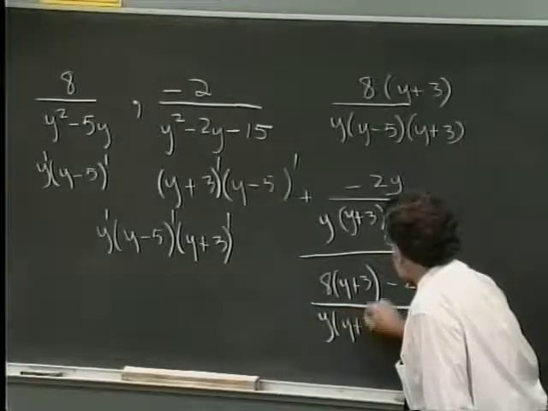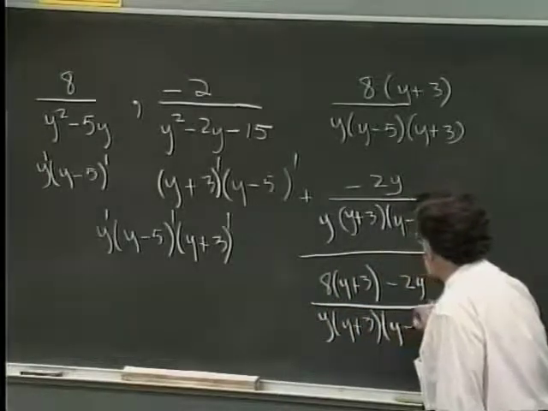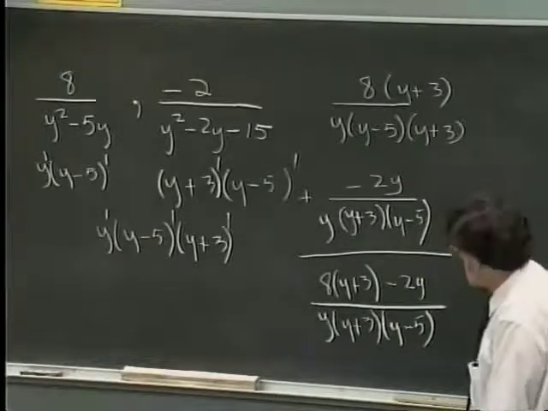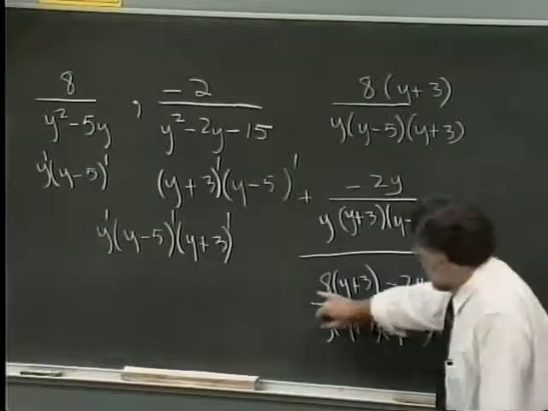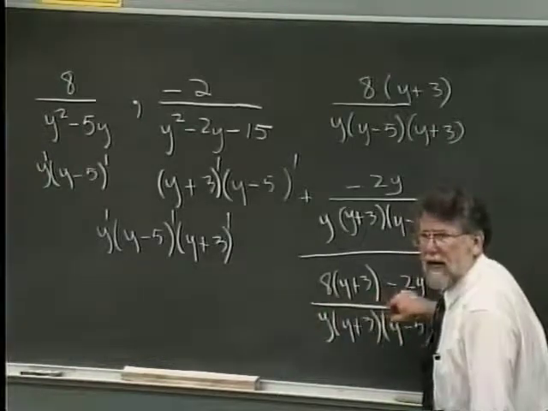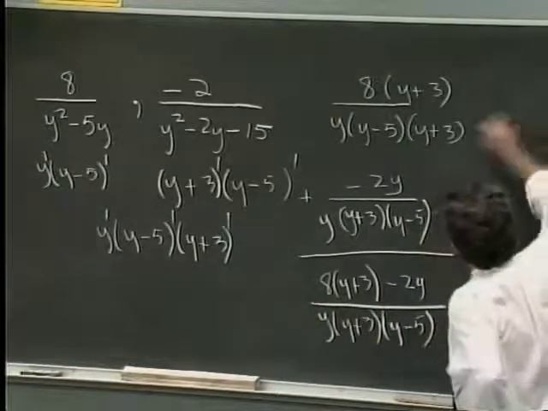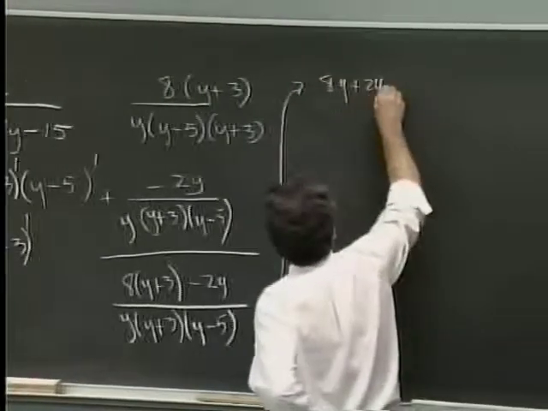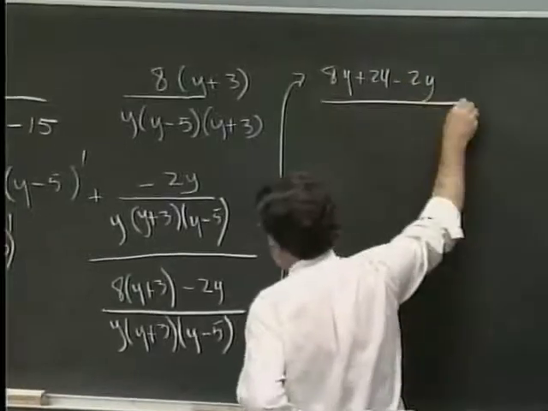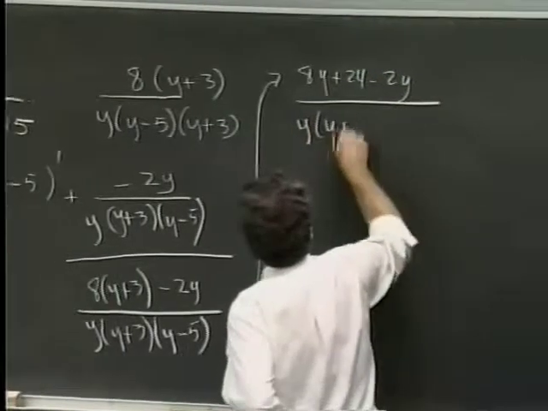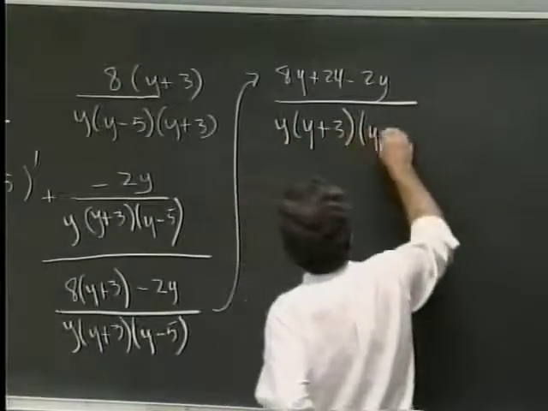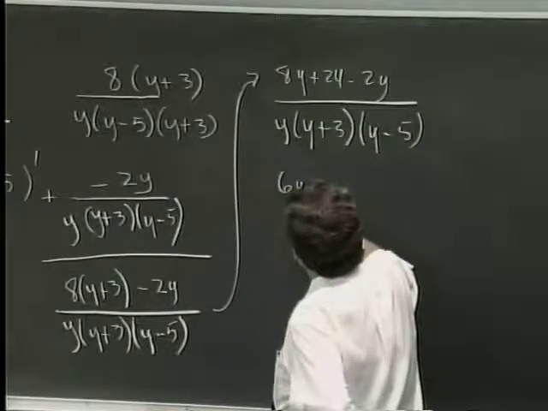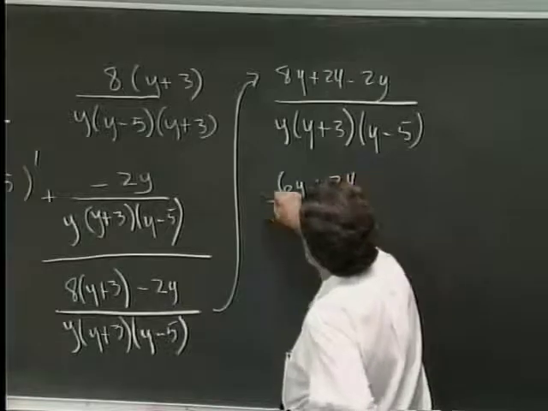And I'm wanting you to see that we do precisely the same thing we do in arithmetic. Now, if you're going to simplify this and do anything that makes it work, you're going to do what here? Multiply the 8 through, subtract the 2y. So if I bring that up here now, the next step, I have 8y plus 24 minus 2y over y times y plus 3 and y minus 5. This becomes what? 6y plus 24.